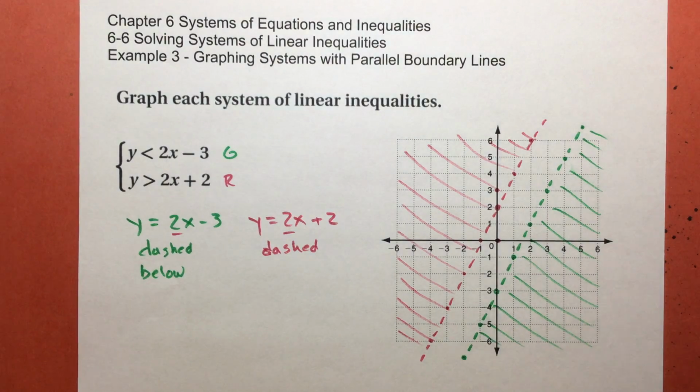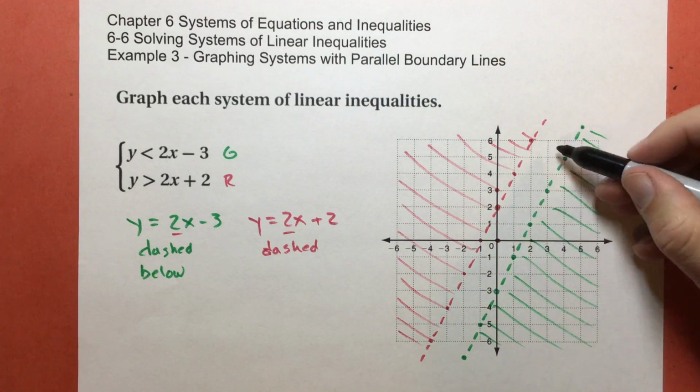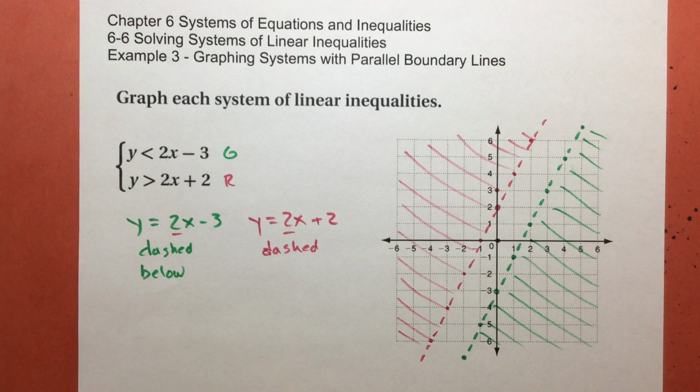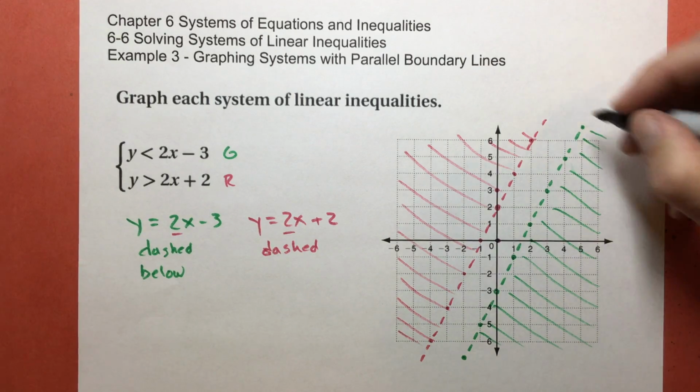All right, now remember the previous videos? We said that when the two lines intersect, we get 4 sections. Well, something weird happens when these two lines are parallel. The two boundary lines are parallel. I have this area right here, kind of like a neutral zone.